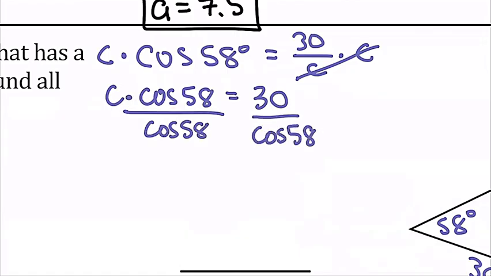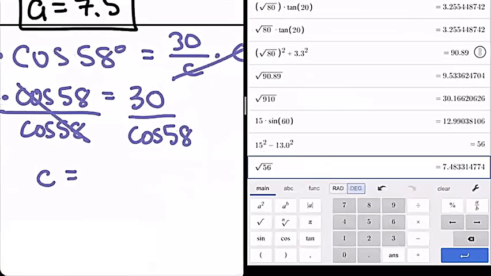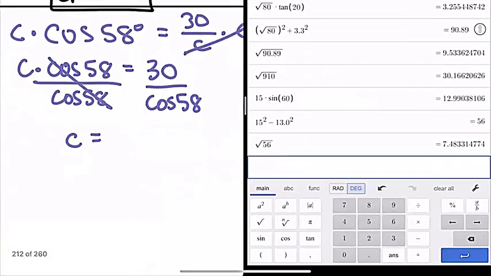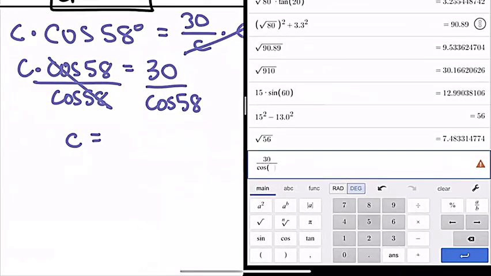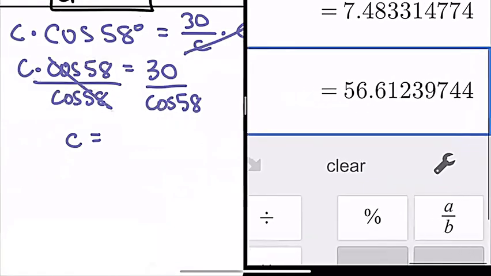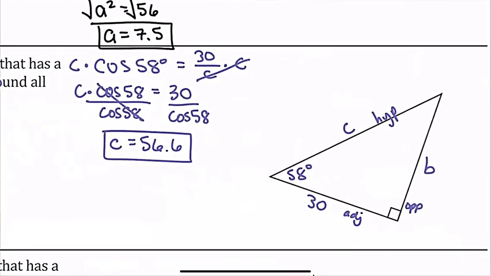And that would isolate my C to get it all by itself. And then I'm just going to type in everything I have on the right side into the calculator, just like before. So my fraction, I have 30 divided by the cosine of 58. And that gets me 56.6. And there we go. I'm going to label that here. C is 56.6.